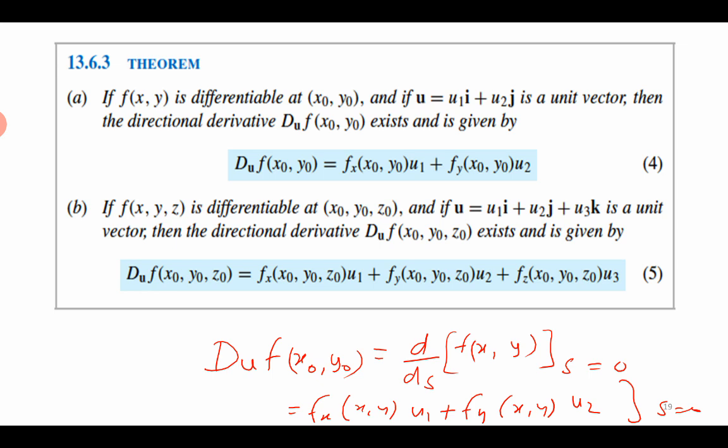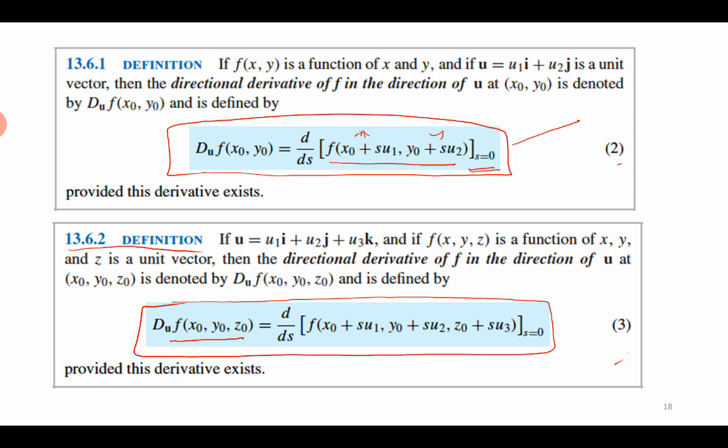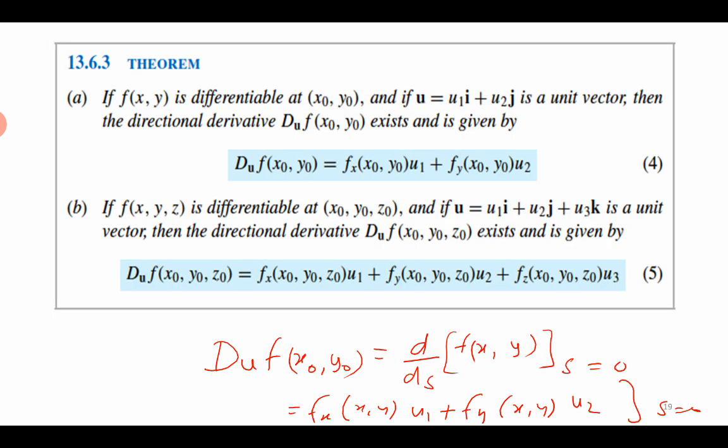Go back to the basic definition. What is the relation between x0, y0 and x, y? It is the equation of the straight line. So when s is 0, x is x0 plus s times u1, which means x is equal to x0. So x will be x0 and y will be y0. So obviously this formula has been derived.